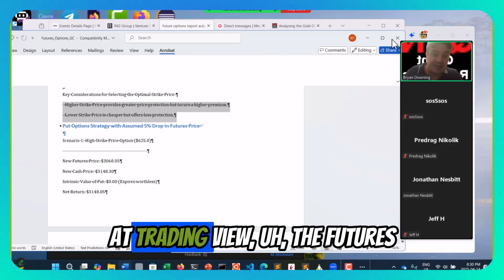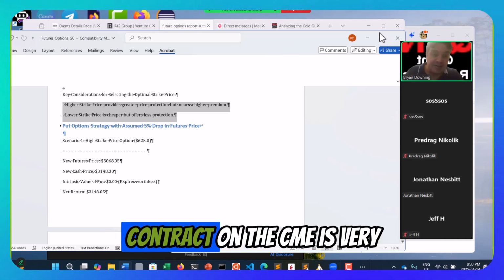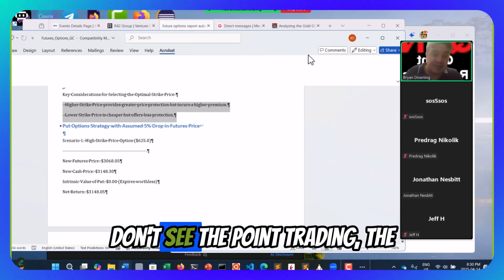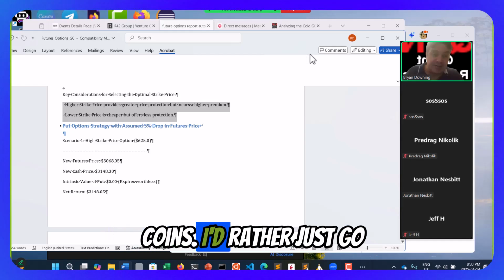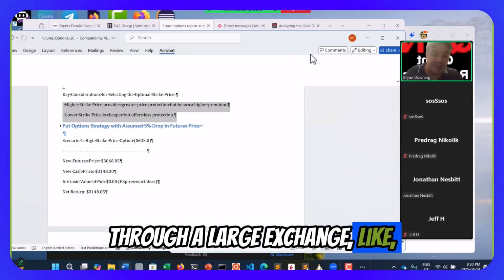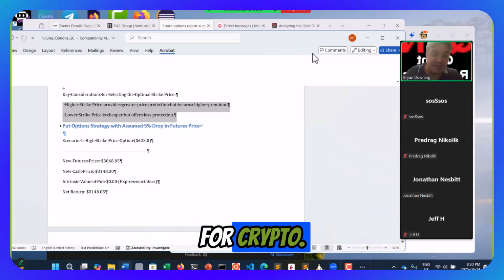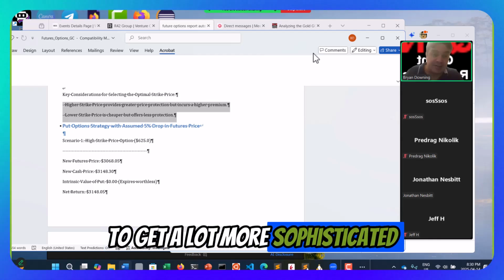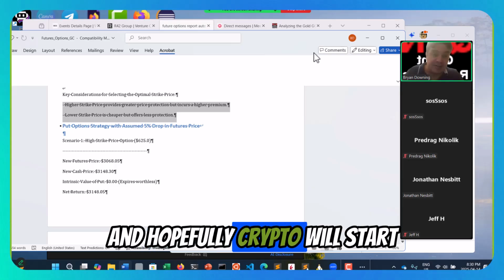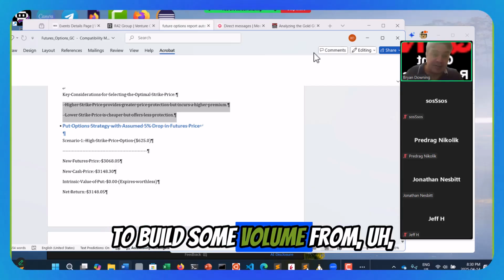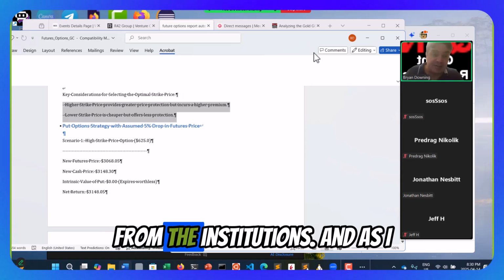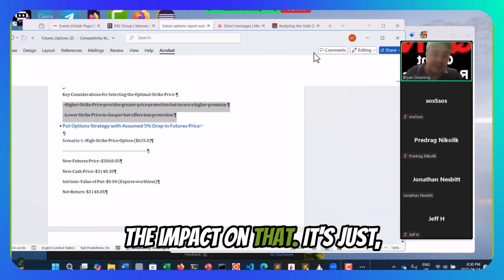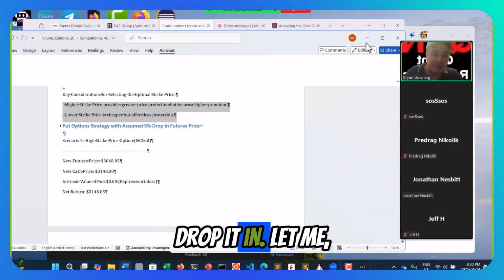But if you look at TradingView, the futures contract on the CME is very spotty. I don't see the point in trading the futures market with those coins. I'd rather just go through a large exchange like Kraken or Coinbase for crypto. But I think in the fall it's going to get a lot more sophisticated, and hopefully crypto will start to build some volume from the institutions. And as I always say, you should ask questions about BlackRock and the impact on that. Just dropping a hint here.